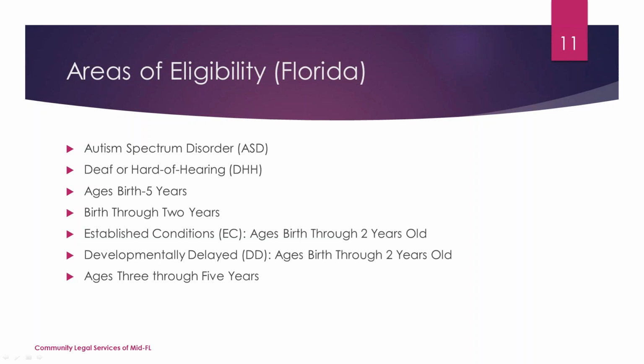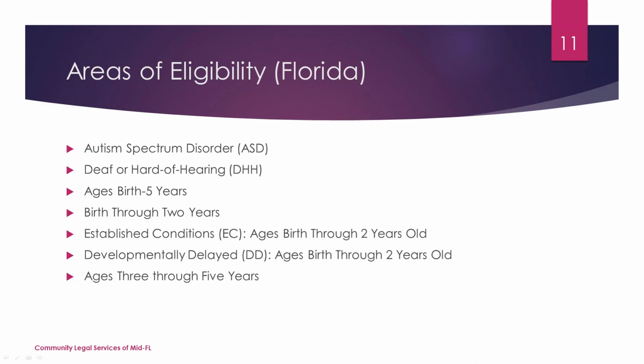You know you've got a child with cerebral palsy. It's an established condition. Developmentally delayed, this is the big box. This is where most of the kids enter school with a DD designation. Typically, they don't have to be more specific with a small child because you don't really know what's going on.